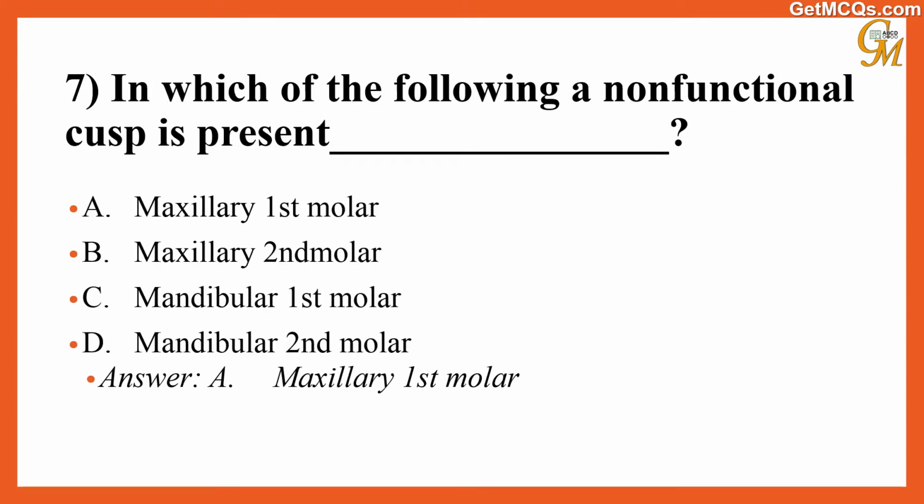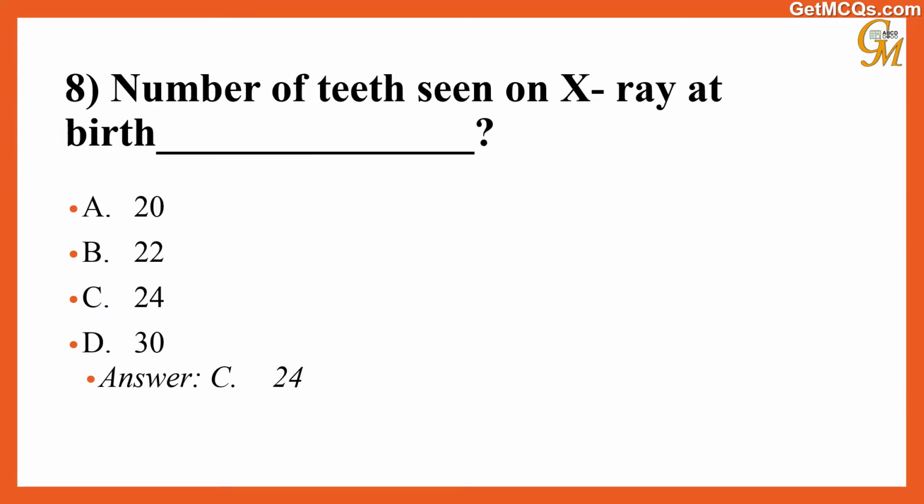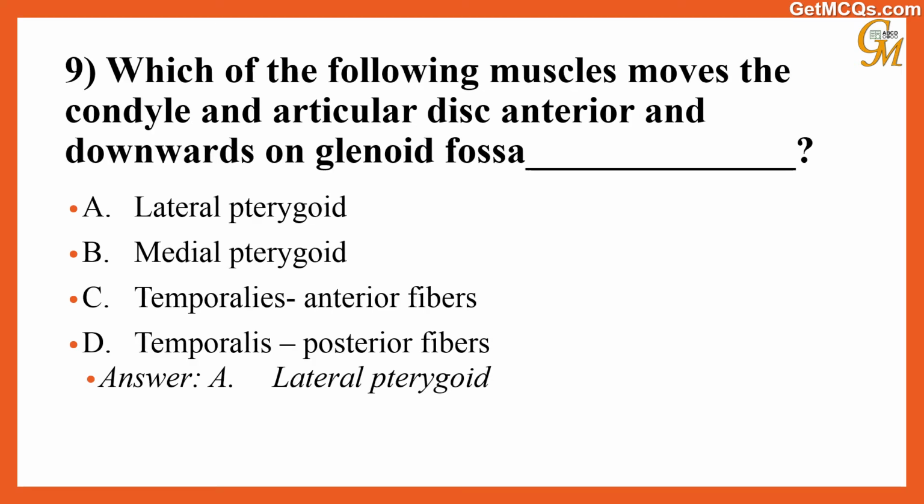7. In which of the following a nonfunctional cusp is present? Answer: A. Maxillary first molar. 8. Number of teeth seen on X-ray at birth? Answer: C. 24. 9. Which of the following muscles moves the condyle and articular disc anterior and downwards on glenoid fossa? Answer: A. Lateral pterygoid.